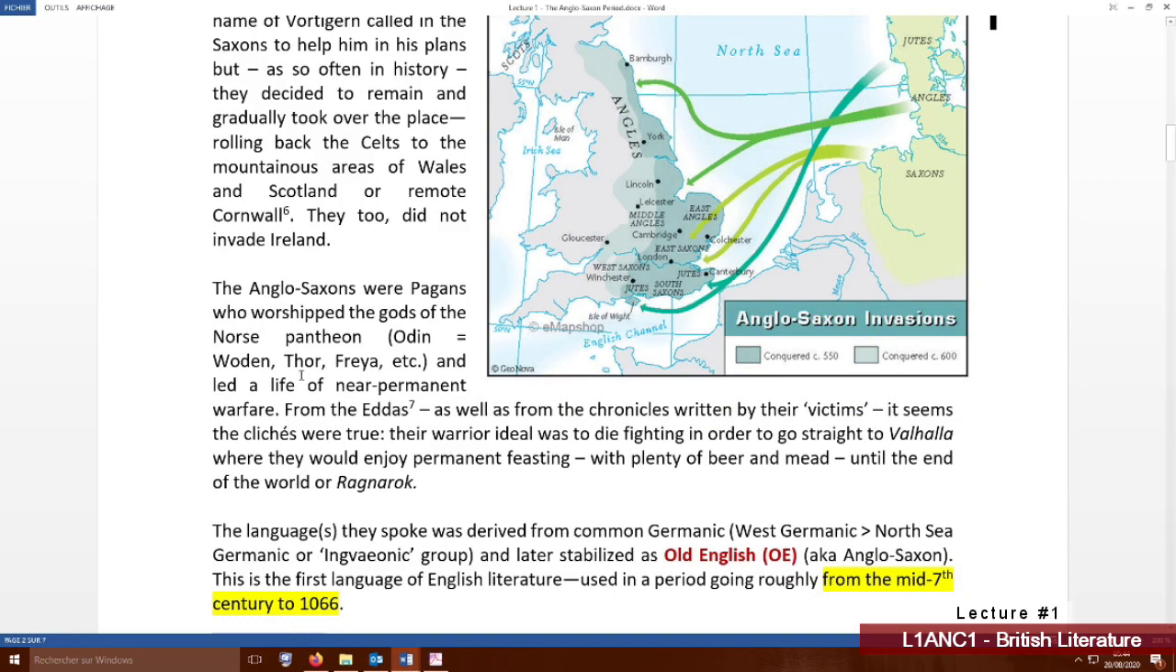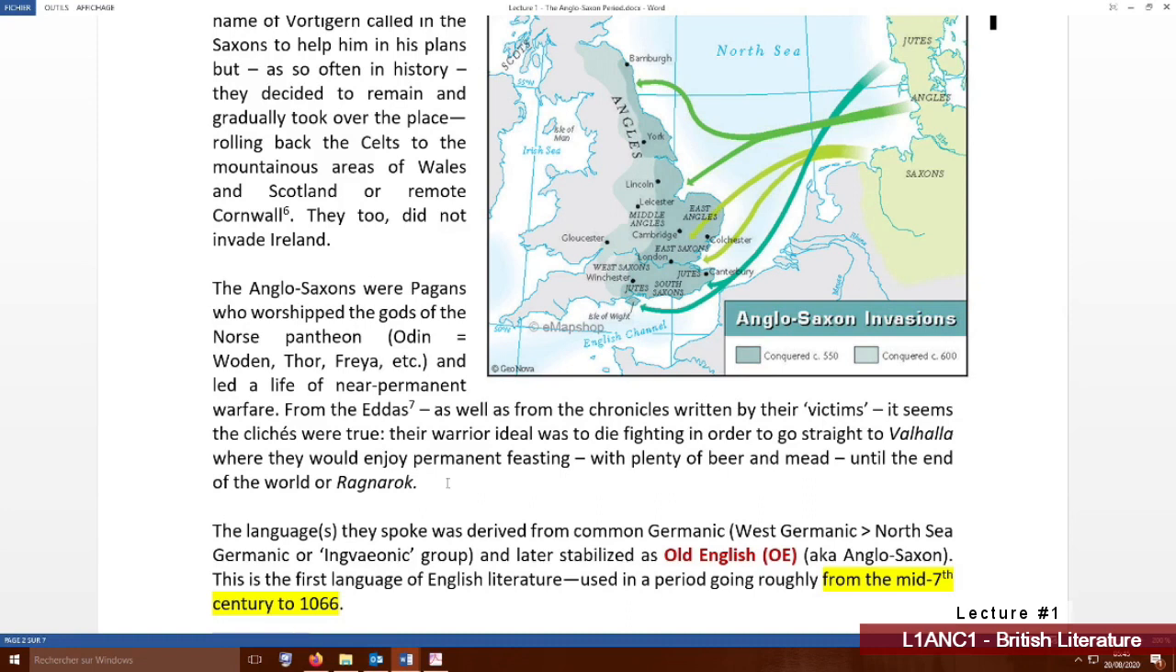The English form is Woden, and they led a life of near permanent warfare. From the Eddas, which is probably the only large, extensive written document we have about their civilization, we can gather that the cliches were true. They spent their lives fighting, and their idea was to die fighting in order to go straight to Valhalla, where they would enjoy permanent feasting with plenty of beer and mead until the end of the world, the Ragnarok.